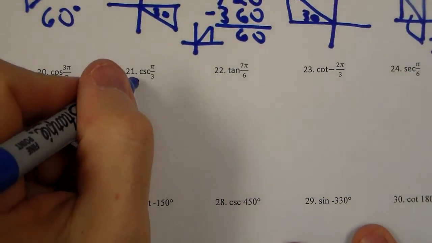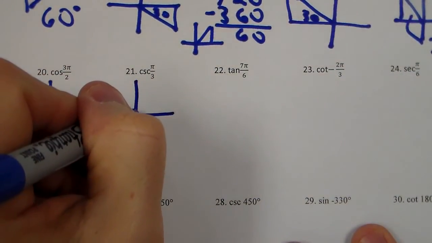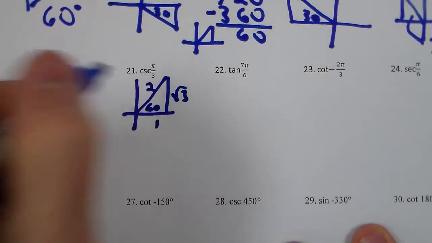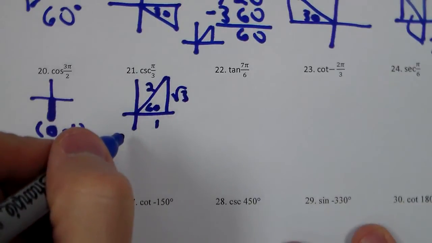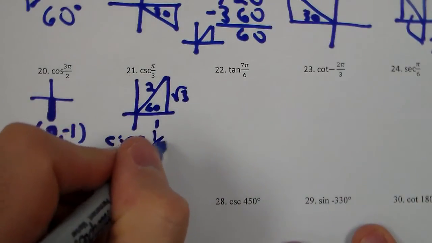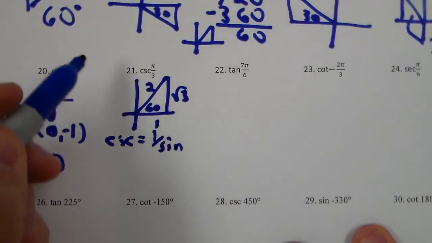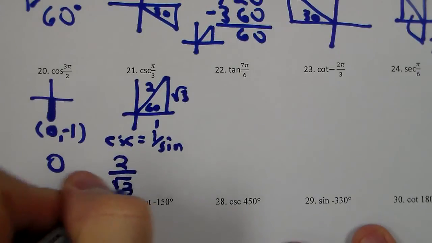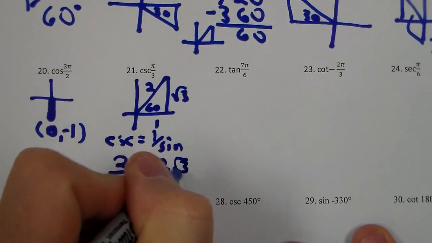For 21, we have pi over 3. This is 60 degrees, root 3, 1, and 2. Cosecant is going to be the reciprocal of sine. So instead of doing opposite over hypotenuse, we're going to do hypotenuse over opposite, which we simplify to be 2 root 3 over 3.